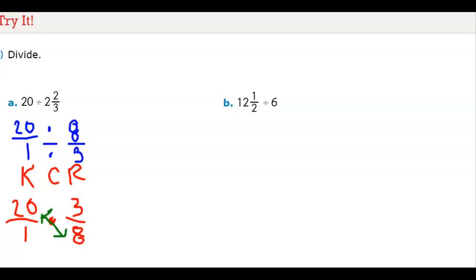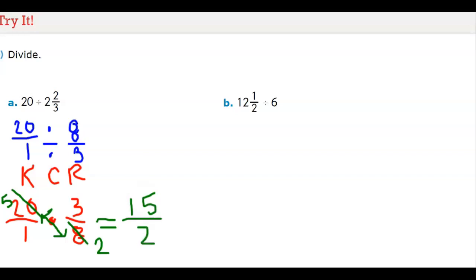They do have a common factor. Let's think of the greatest common factor. The greatest common factor of 8 and 20 would be 4. So if I divide 8 by 4, I would get 2. If I divide 20 by 4, I would get 5. And then 1 and 3, the common factor would be 1, so that doesn't change anything. So now I'm ready to multiply straight across. So 5 times 3 is 15. 1 times 2 is 2.